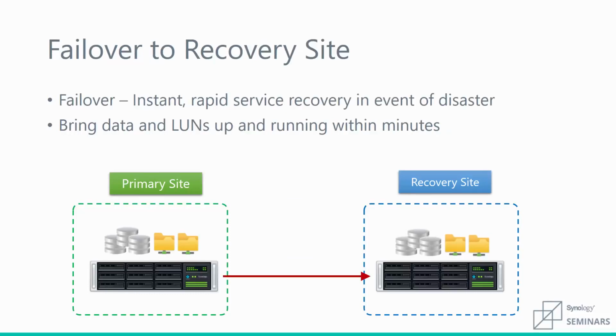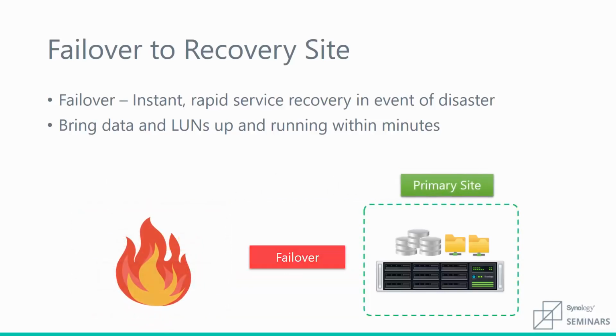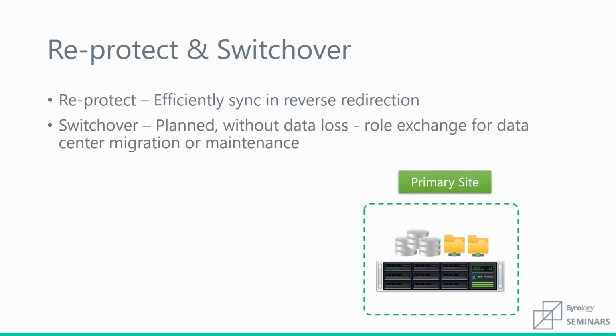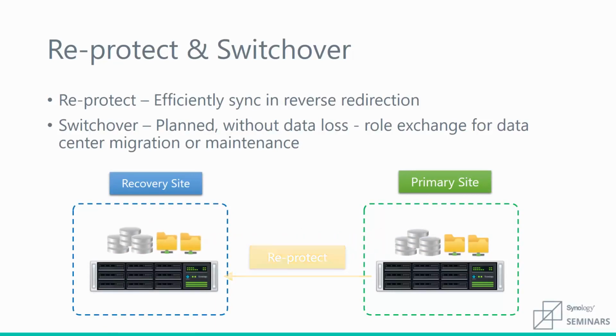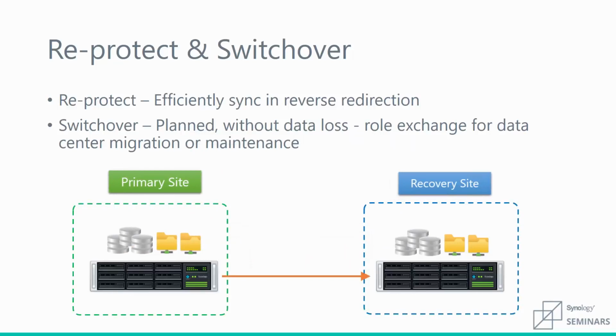We also offer failover through the replication side of this package. This is an instant, rapid service recovery in the event of a disaster. Let's say your primary site catches on fire. The unit will fail over, and the recovery site will become your primary site. This allows you to bring your data and LUNs back up and running within minutes. Once you have the initial primary site back up and running, you're able to re-protect and switch back over to the original setup, thus making the original setup back to the way it's supposed to be.